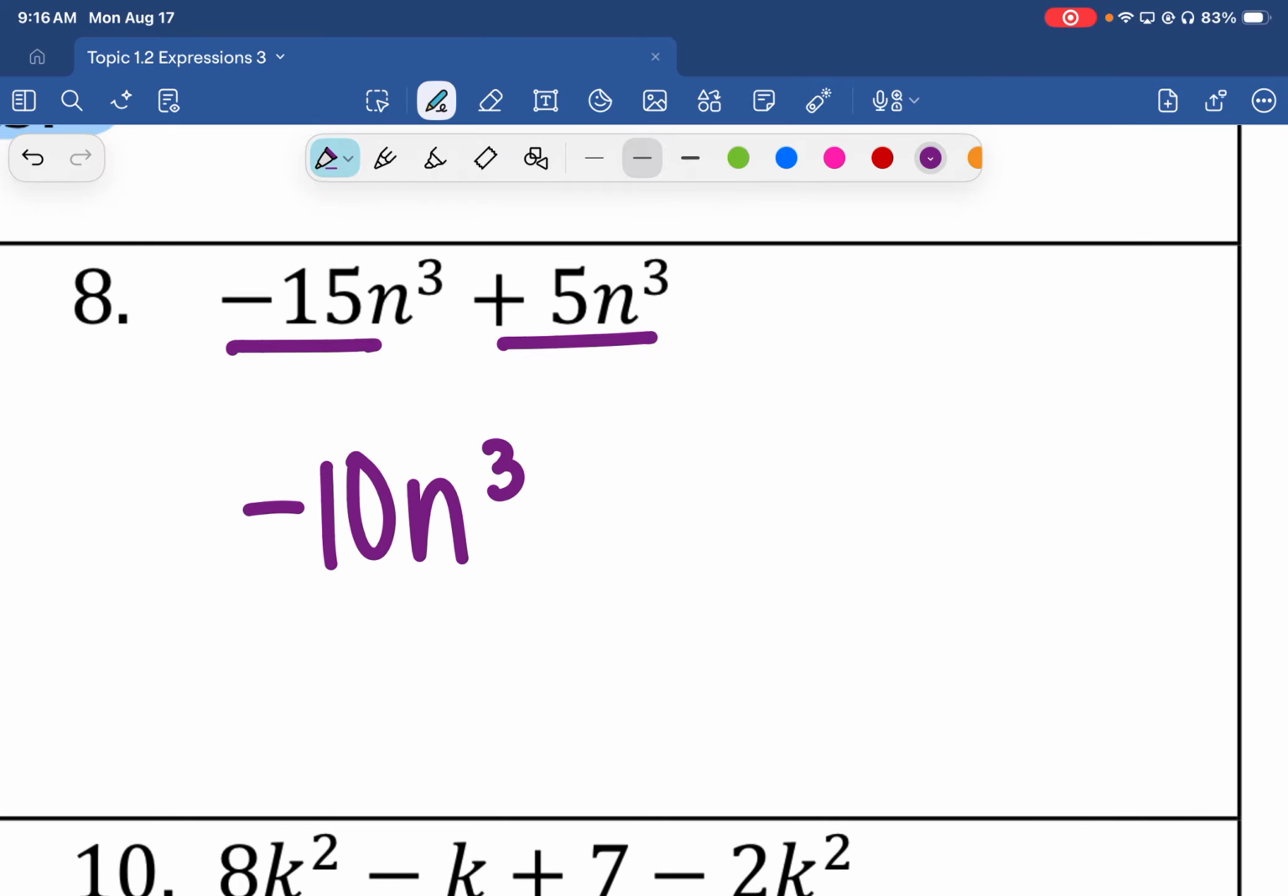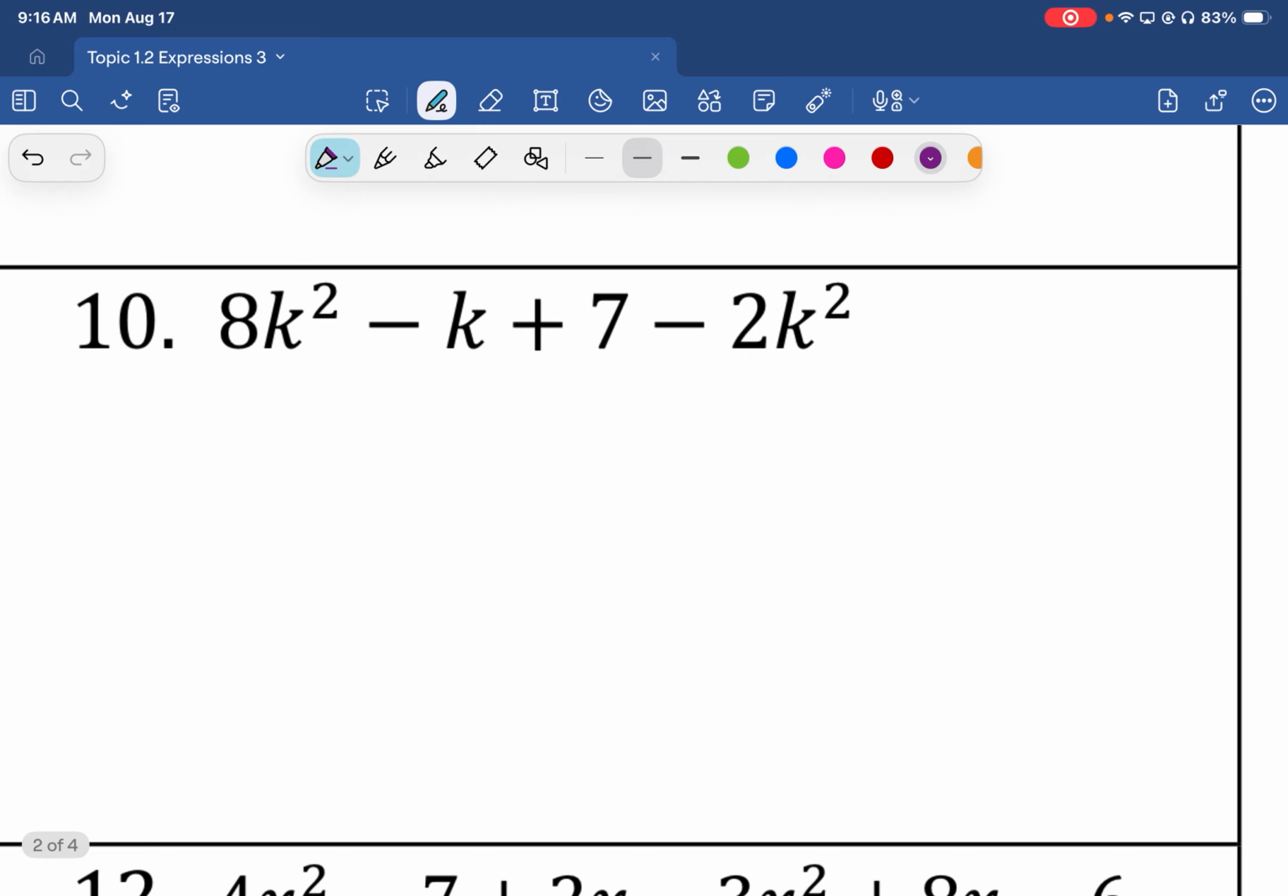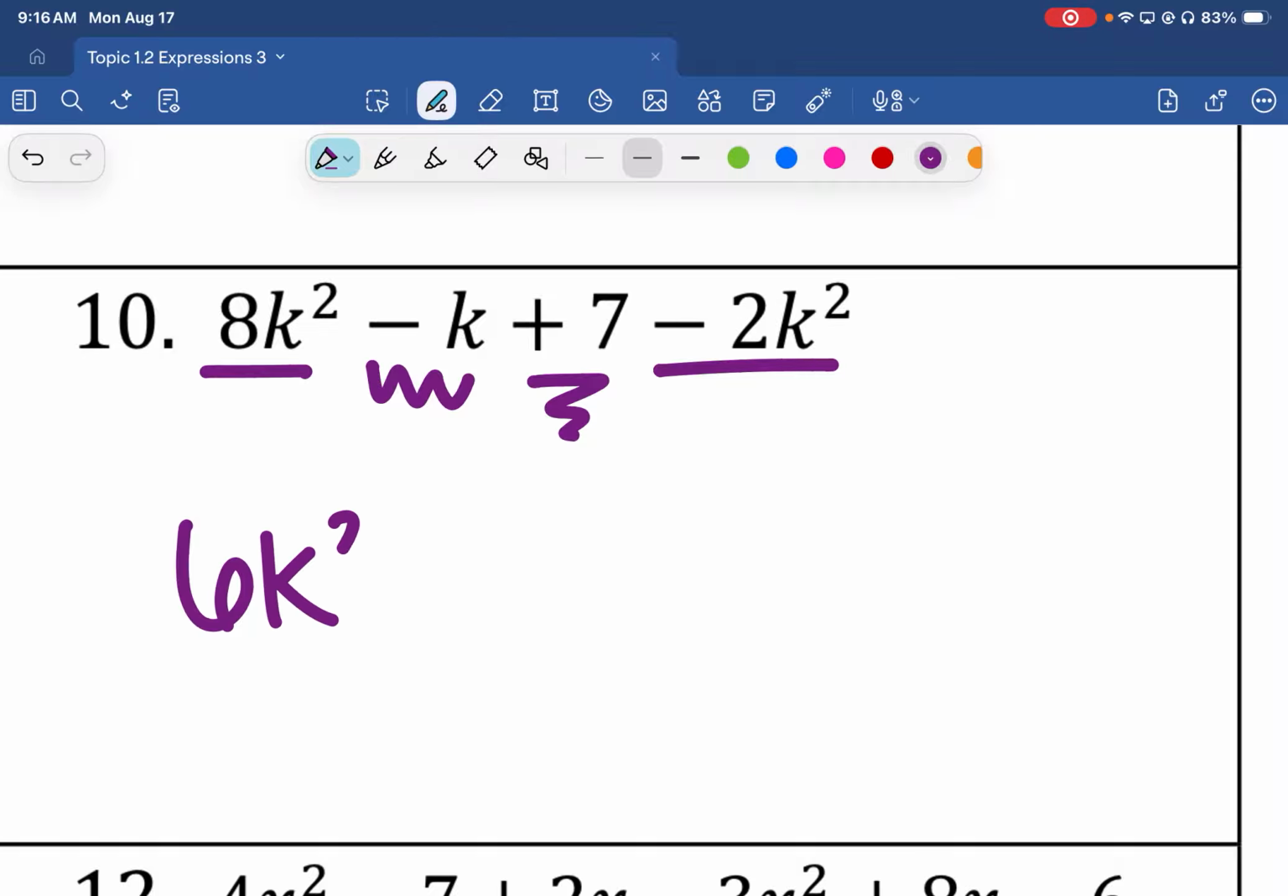For number 10, what are our like terms? 8k squared and negative 2k squared. And then does negative k have any like terms? No. Does 7 have any like terms? No. Okay, so how would I write our final answer? 6k squared minus k plus 7.